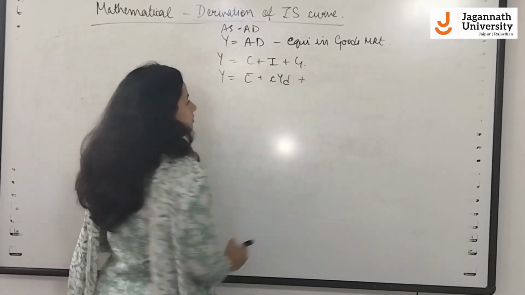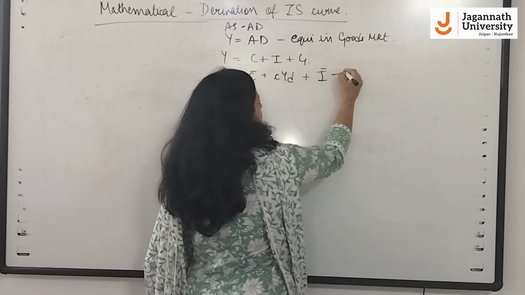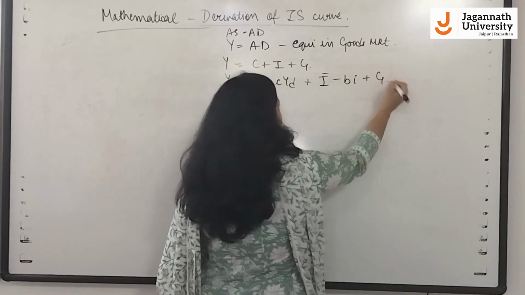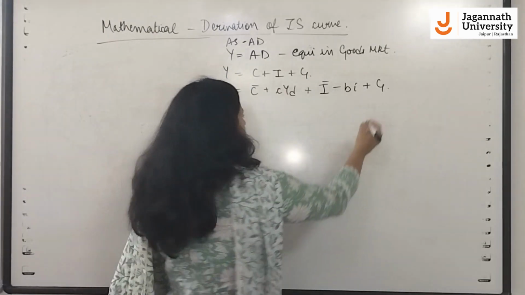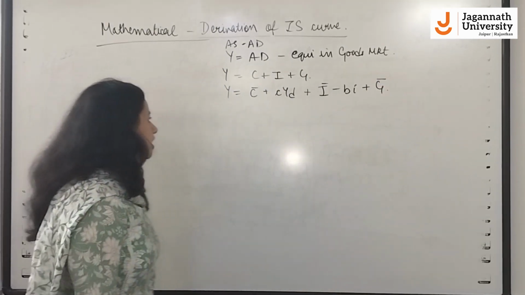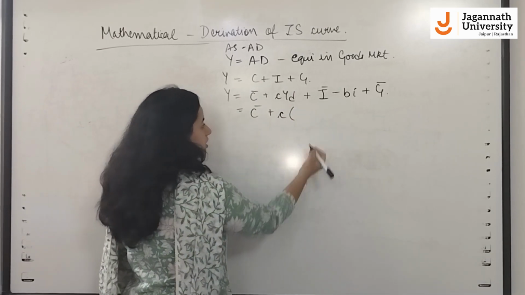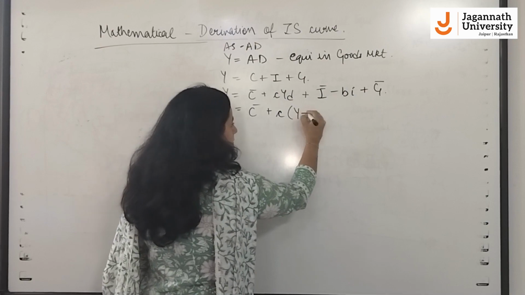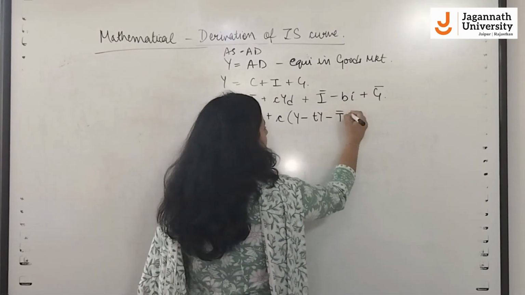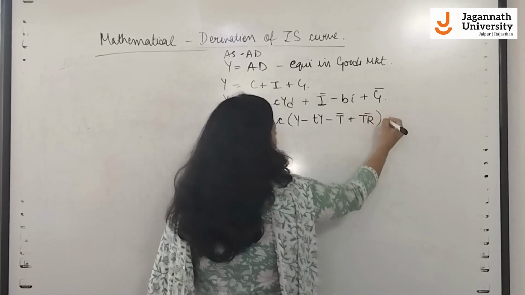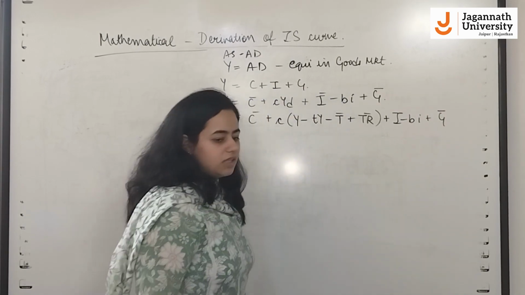Now investment curve. We just derived the investment equation, which was I is equal to I bar minus bi, and let G be constant. Now to represent anything to be constant, we take a bar on top. Now let us open this disposable income. What is disposable income? It is the income minus the taxes, Y minus T bar, plus the transfers, plus I bar minus bi plus G bar, right?